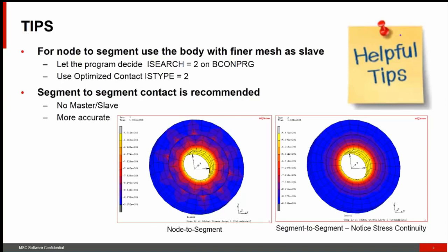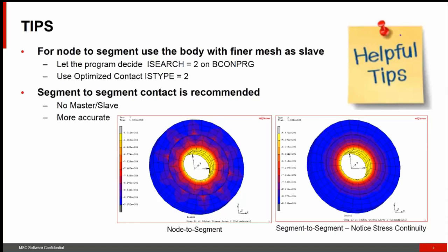In this case, there are some tips that may be useful. Again, these are some general options, so every model is different, but in general, we recommend that in the case that you don't know, let the program decide which search order to pick from slave to master. So let the program decide. In this case, you want to set the ISEARCH entry equal to 2, so then the program can do the single order search. Now, this is to avoid the penetration that may happen due to the different mesh densities. So in this case, it's recommended to use ISEARCH equal to 2 for single order search.